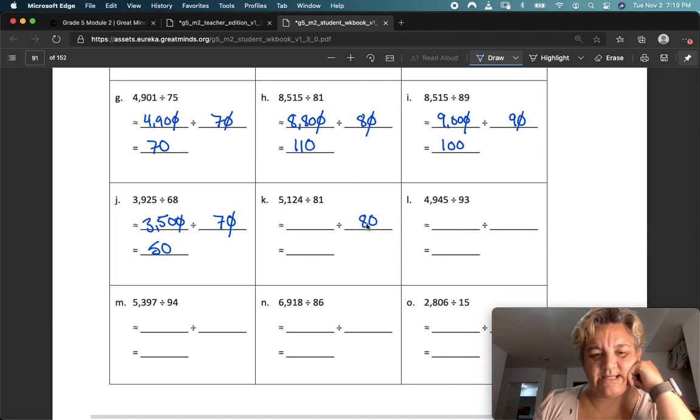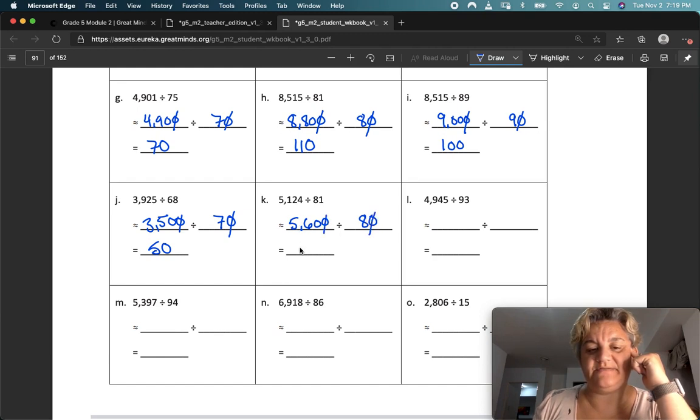And here's 80. Okay, let's see. 8, 16, 24, 32, 56. 7 times 8 would be 56. That's a big stretch though. 6 times 8 would be 4,800. It's a little low. Well, let's just go up. Okay, and take that 0 and that 0. 8 goes into 56 7 times. Bring down the extra 0.